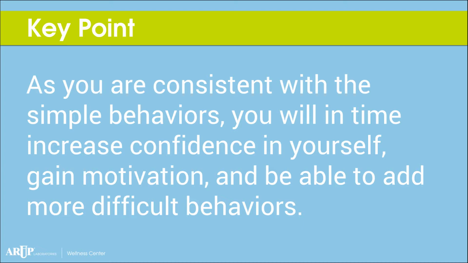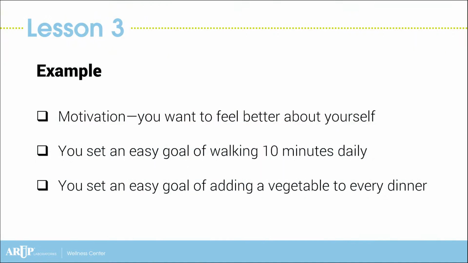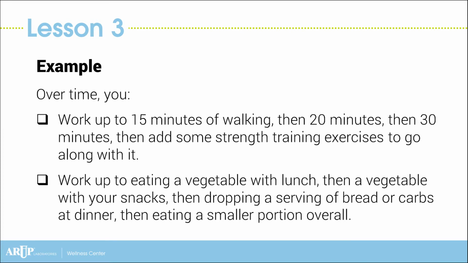Let's take a look at a couple examples of how this works. In the first example, your motivation is that you want to feel better about yourself. So you set an easy goal of walking 10 minutes daily and adding a vegetable to every dinner. Over time, you work up to 15 minutes of walking, then 20 minutes, then 30, and then you add some strength training exercises to go along with it.